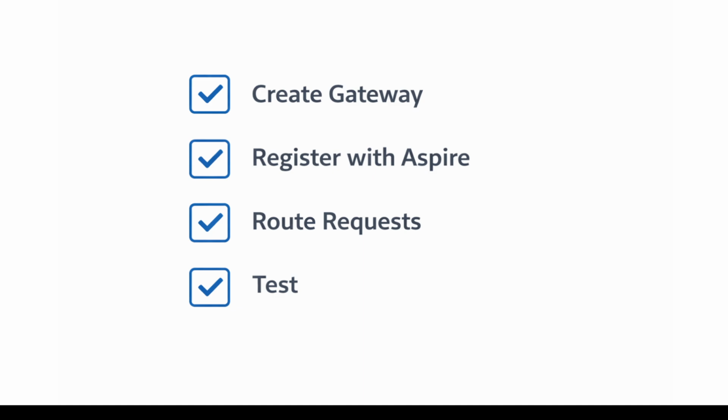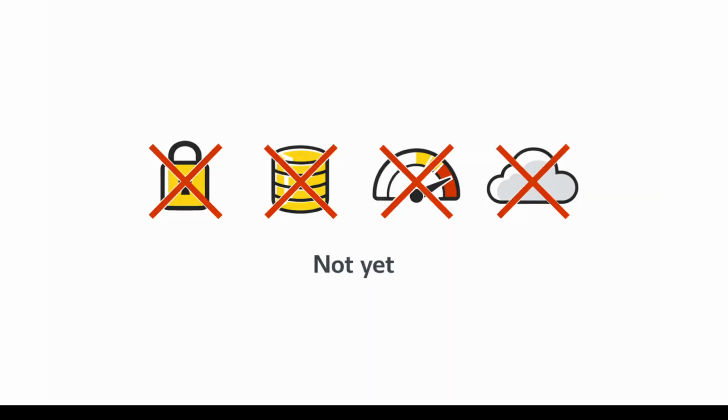In the code walkthrough, we will create a YARP gateway project, register it with Aspire, and route client requests to the catalog service. But note, there is no security and no aggregation yet. We are just developing clean routing. In this episode, we are not adding authentication, rate limiting, caching, or cloud configuration. First we build the gateway correctly, enhancements come later.